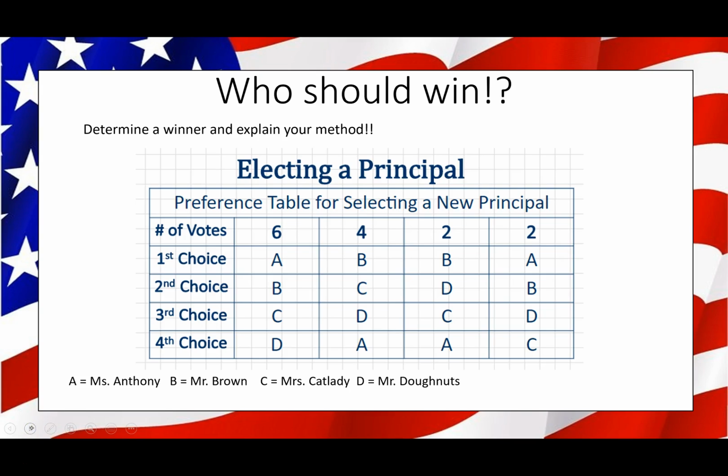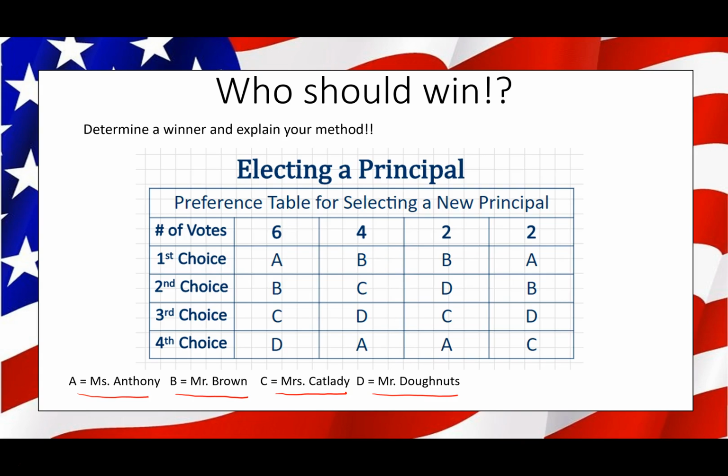Now, let's look at this and think about who should win. Let's say we're trying to elect a principal, and A stands for Miss Anthony, B stands for Mr. Brown, C stands for Mrs. Cat Lady, and D, Mr. Donuts. So 6 people think that A is the best choice, and then they think that B is next, Mr. Brown, and then the Cat Lady, and then Donuts. And you can see that 4 people actually think that Mr. Brown should be best, and then the Cat Lady, then Donuts, then Miss Anthony. So you understand this. And the question is, who wins?